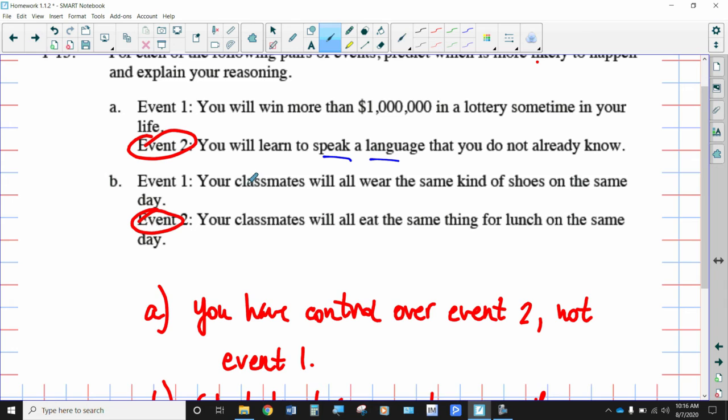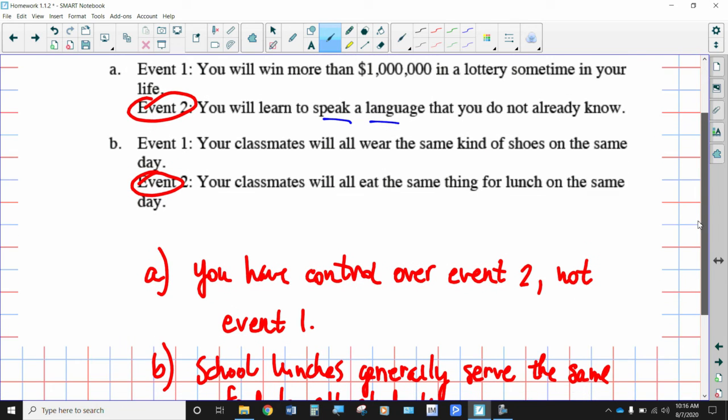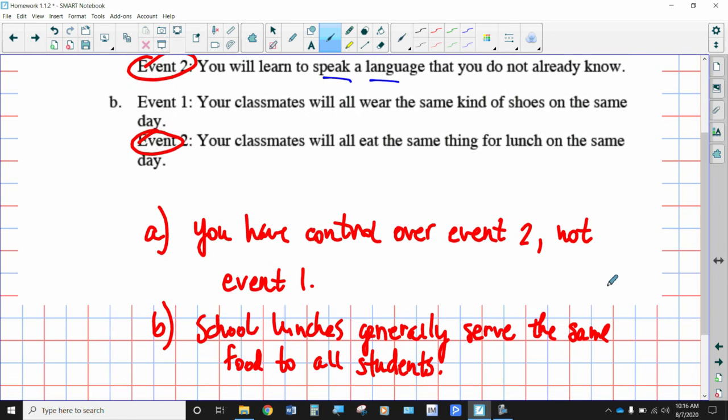Event number 1 for B, your classmates will all wear the same kind of shoes on the same day. Or event number 2, your classmates will all eat the same thing for lunch on the same day. Well, first of all, the odds of everyone in your class even owning the same kinds of shoes are kind of strange, although one might argue when they say same kind of shoes, you might say tennis shoes. In that case, I would agree that on PE days, everyone is wearing tennis shoes. So maybe that one is the more likely event. But what I was thinking is all wear the same kind of shoes, like the same brand, same kind of shoe.